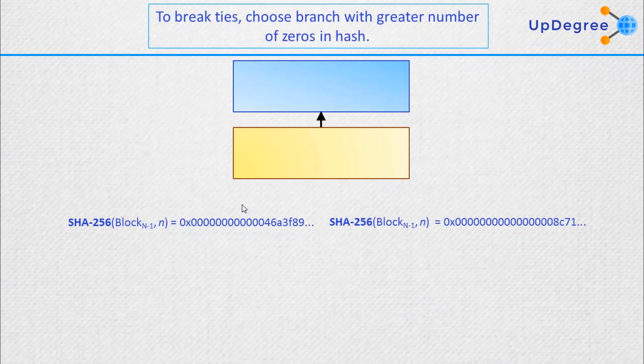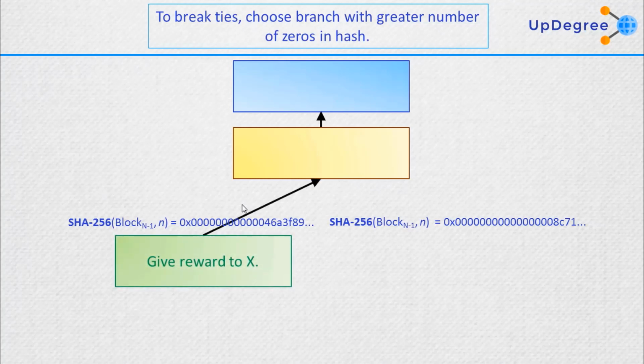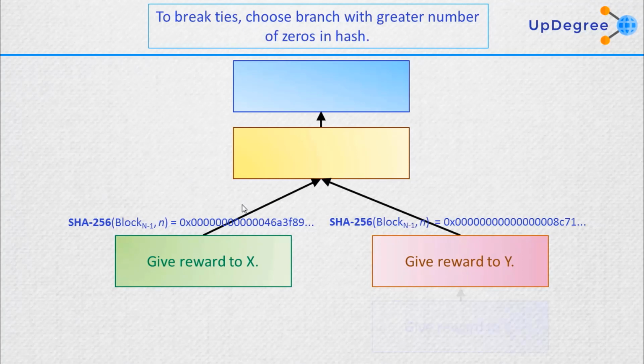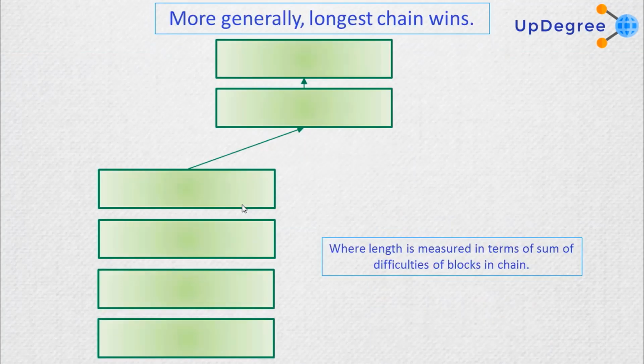So how do you choose the branch? As I said, the branch with the highest number of zeros in the hash is the best one. So for example, block n minus 1 has 0046834889, and block n minus 1 has another block. So you can give reward to X, Y, or Z. But understand that, more generally, the longest chain wins.